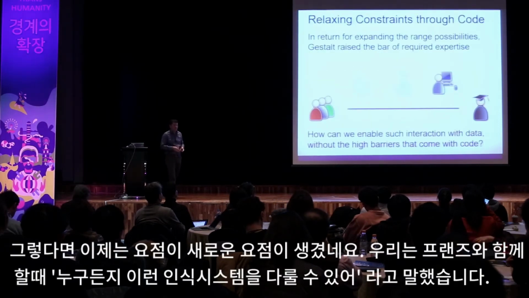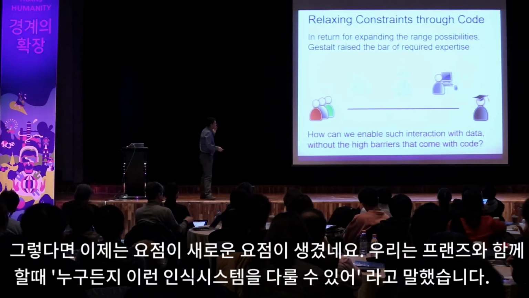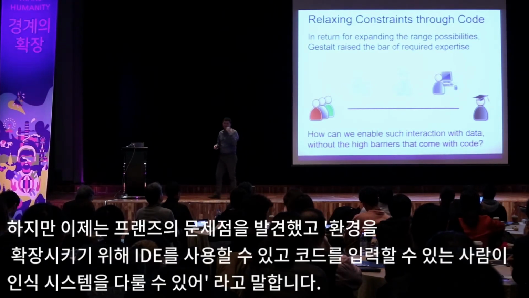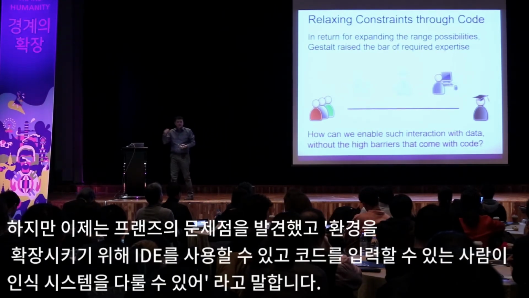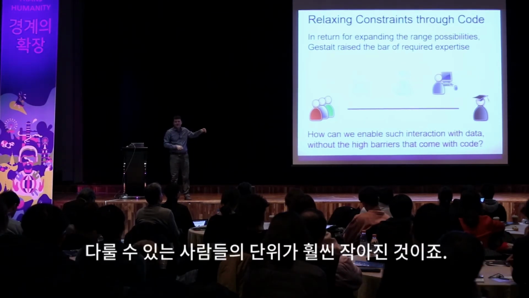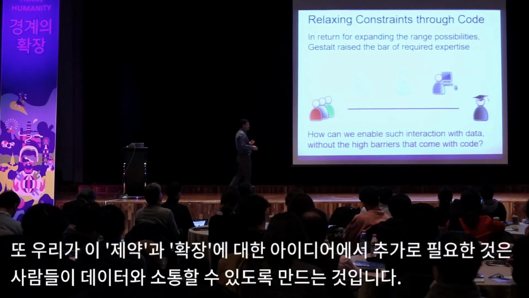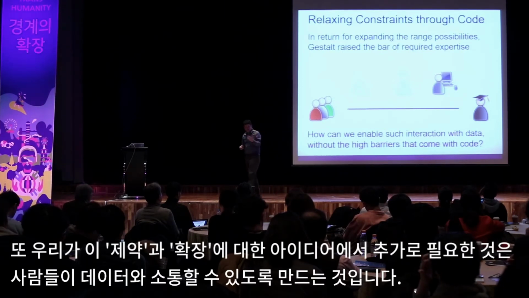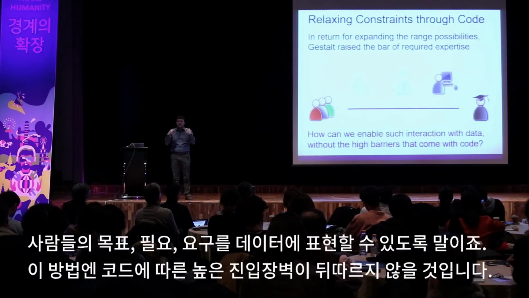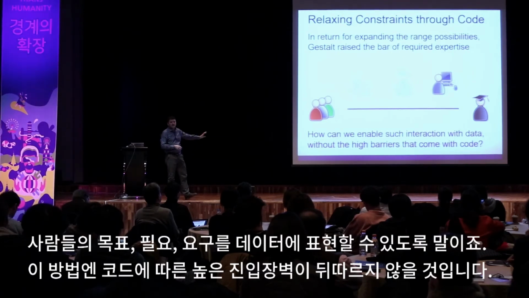But yet again, this came with a trade-off, right? And so we had crayons, and with that we said, well, anybody can train this kind of a recognizer, right? And now with Gestalt, we're saying, well, anybody who can use an IDE and write code to extend that environment and so on can build a recognizer, right? And that's a much smaller set of people. And so what we need, in addition to these ideas of constraints and extension, is an ability to allow people to interact with data, to express their goals and needs and wants in data in a way that doesn't come with the high barriers that come with code.